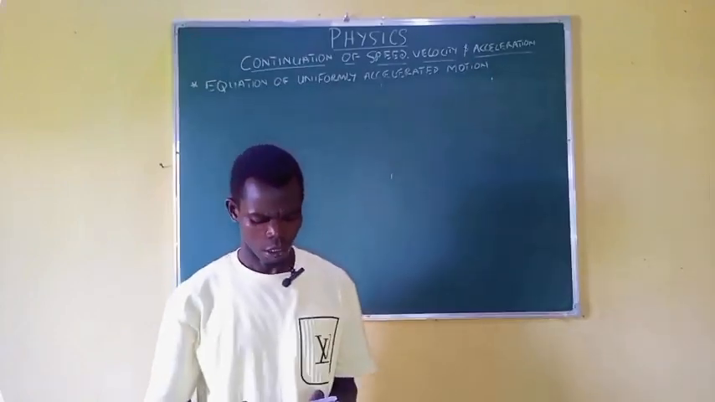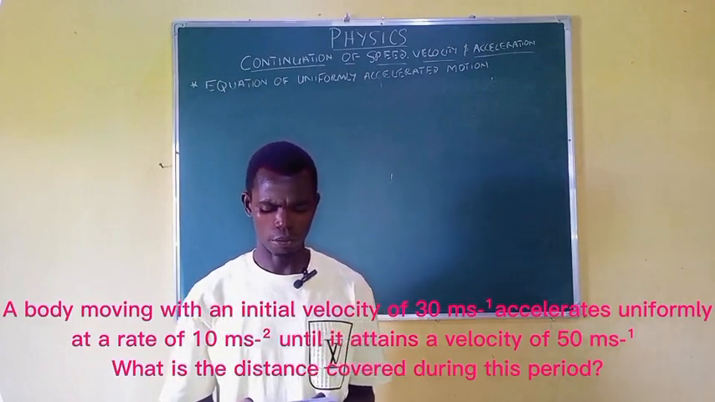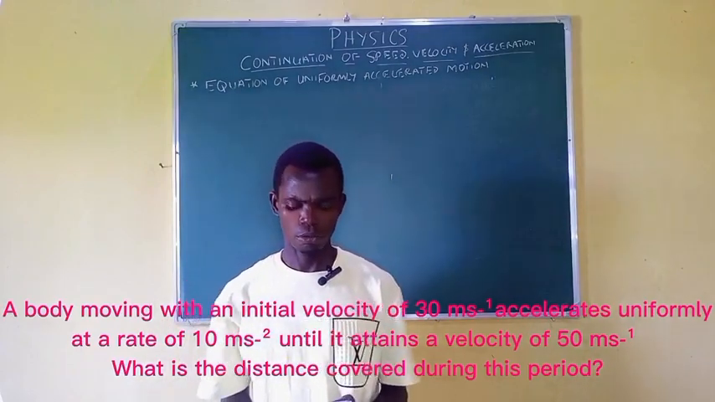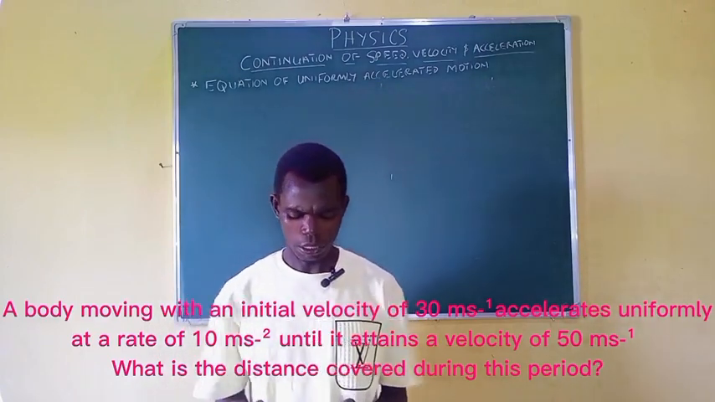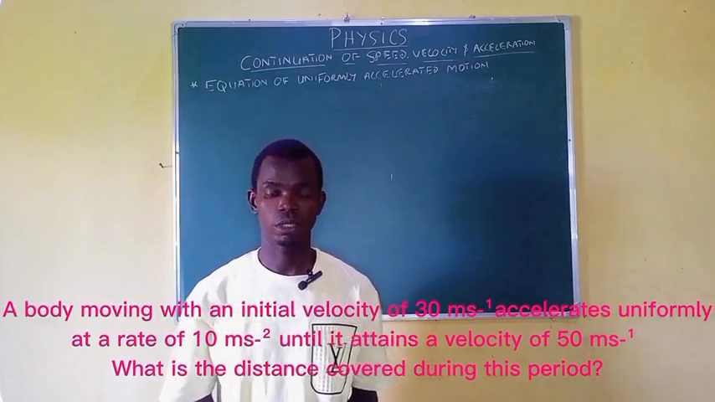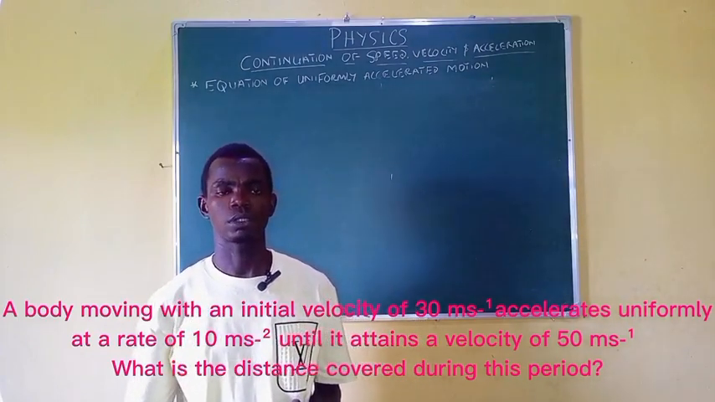Question 2. A body moving with an initial velocity of 30 meters per second accelerates uniformly at a rate of 10 meters per second squared until it attains a velocity of 50 meters per second. What is the distance covered during this period?